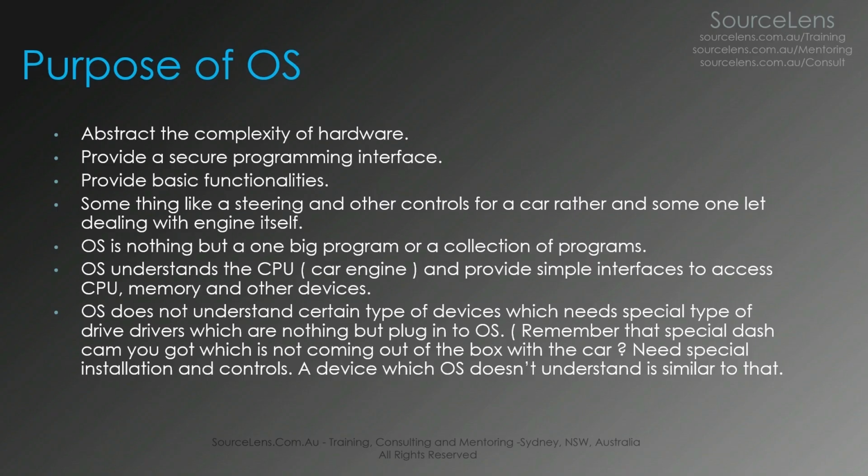So we have seen this multiple times, the purpose of the operating system. We have seen that in chapter 1. We skimmed over this in chapter 2 as well. So again, this is the primary purpose: a secure programming interface. All the programs which run on top of an operating system use the operating system to access the hardware. The operating system abstracts the hardware and gives an interface.